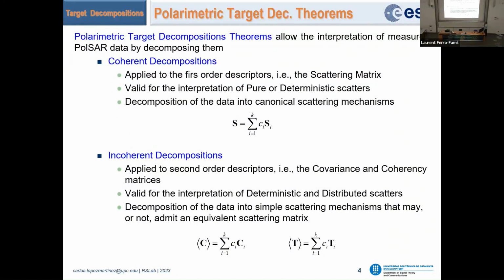In the case of incoherent decompositions, remember, where we use the covariance or the coherence matrix, what we do is exactly the same. We decompose our coherence or our covariance matrix into a given number of much simpler matrices, okay, that for us are easier to understand physically.